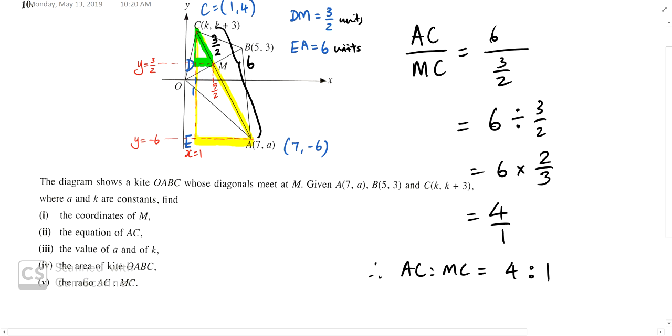If you did it in a fraction method, also can. Fraction method is fine as well. So is this working clear enough for you? Any questions?